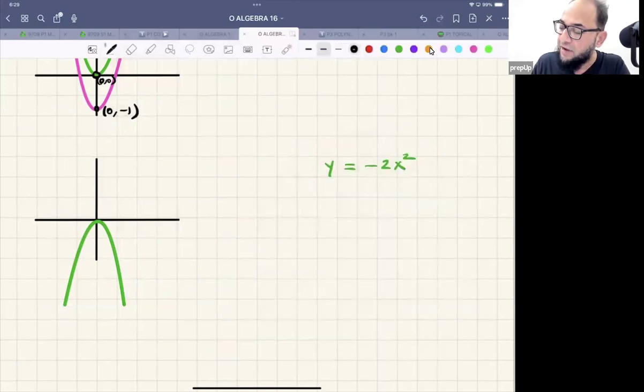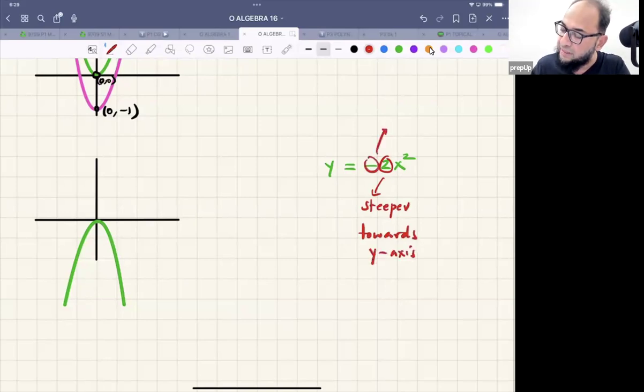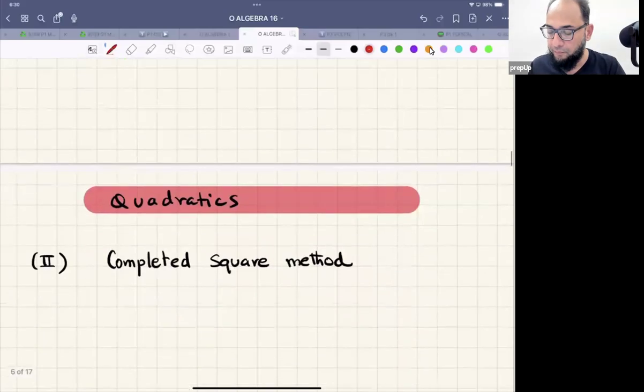So two things have happened over here. The first one, that is steeper towards y-axis, and at the same time, because of the negative sign, this is reflection in x-axis. So that is the basic idea that we need over here.